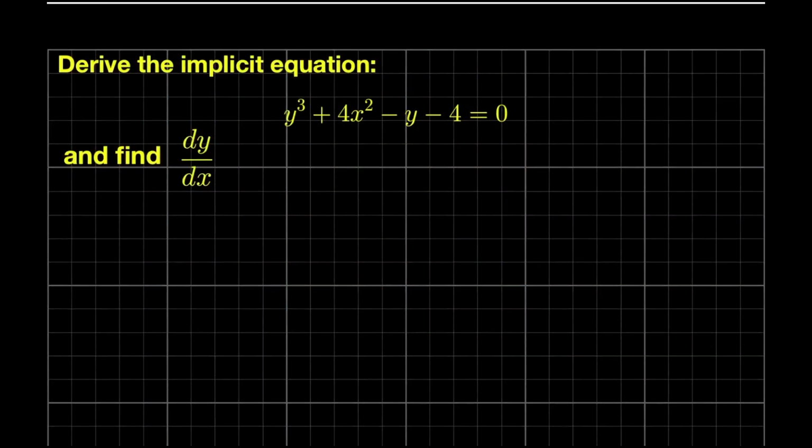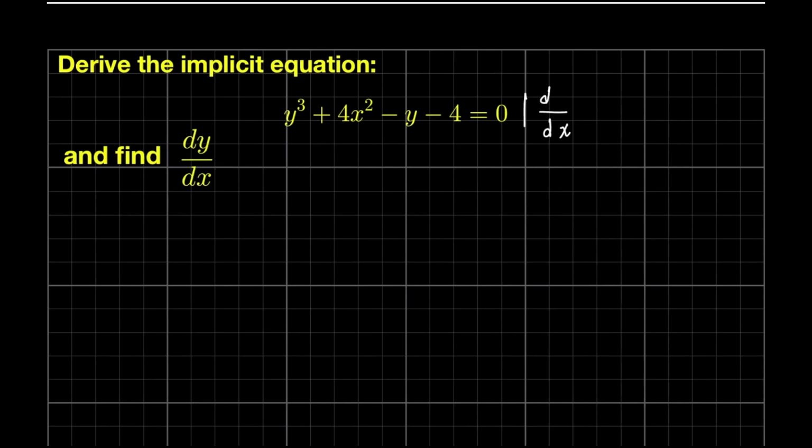So in this video, we have this implicit equation, and we need to find the derivative of the implicit function, dy/dx. Now we see here that we're deriving with respect to x, since we have dy/dx. So what we're going to do is take this equation and derive both sides of the equation with respect to x, so d/dx.